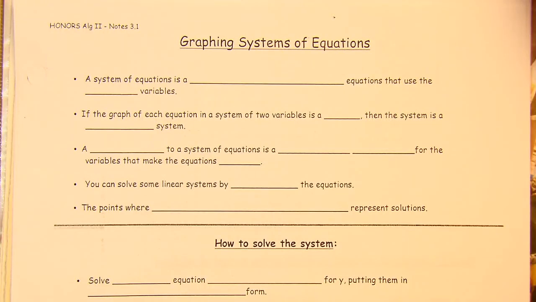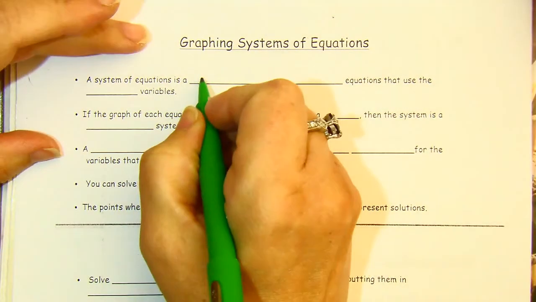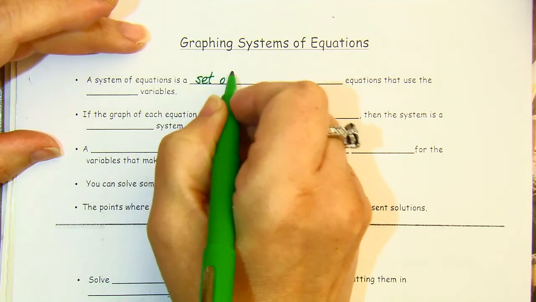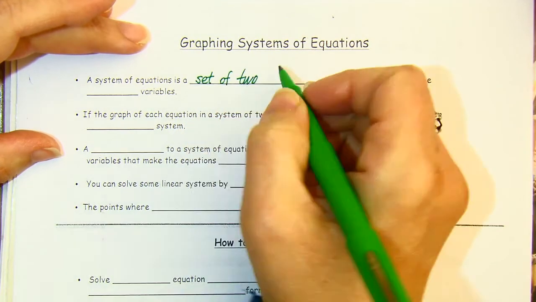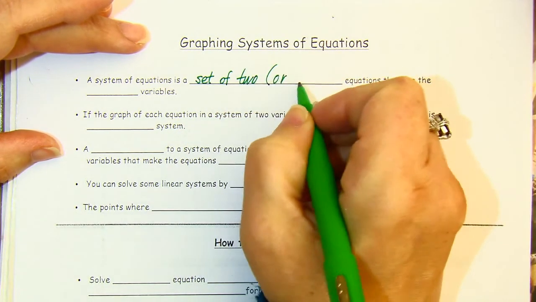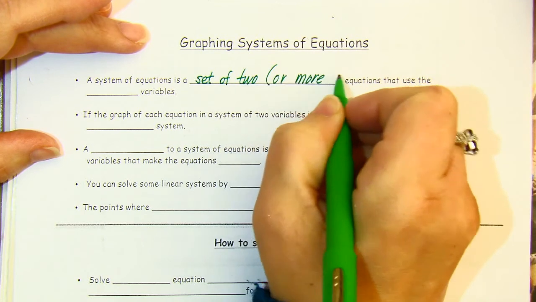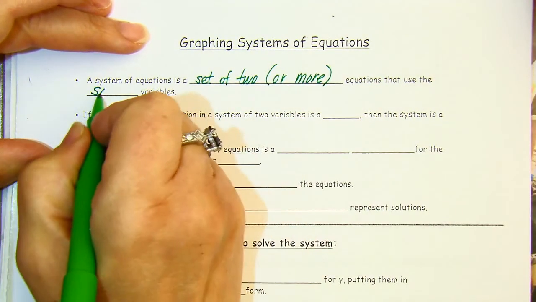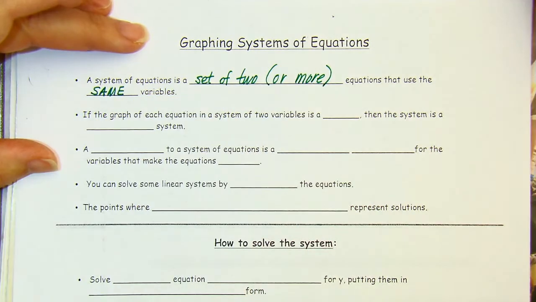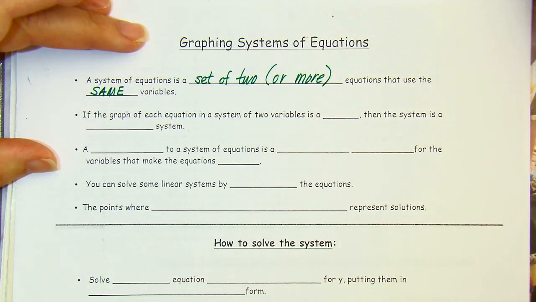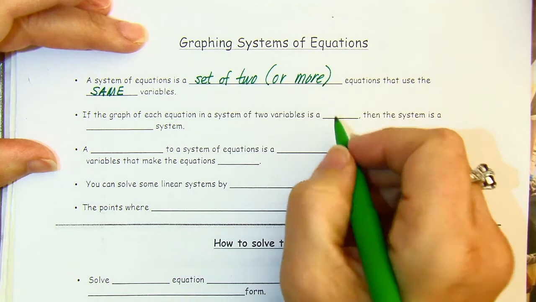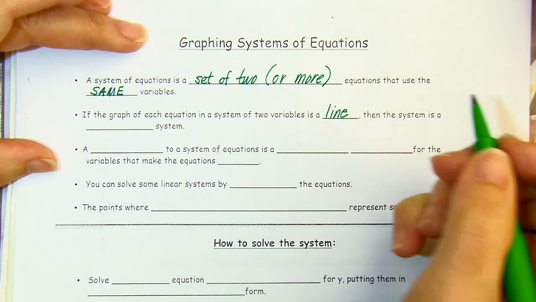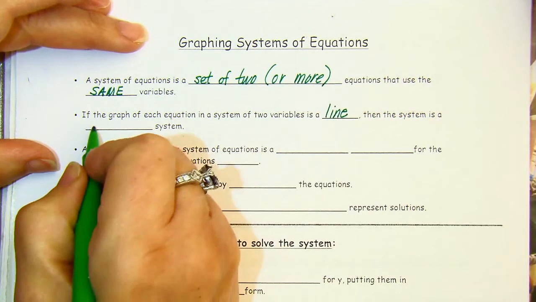All right, this is Chapter 3, Section 1, Graphing Systems of Equations. A system of equations is a set of two or more. Later, you're going to find that we're going to do systems of three. But for now, a set of two or more equations that use the same variables. If the graph of each equation in a system of two variables is a line, then the system is called a linear system.